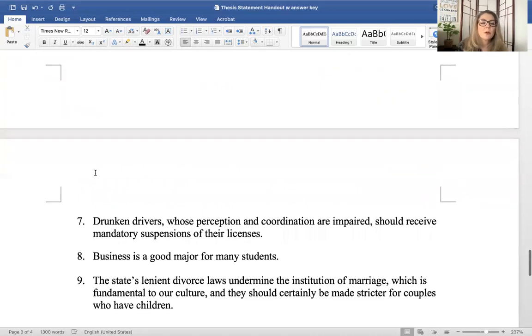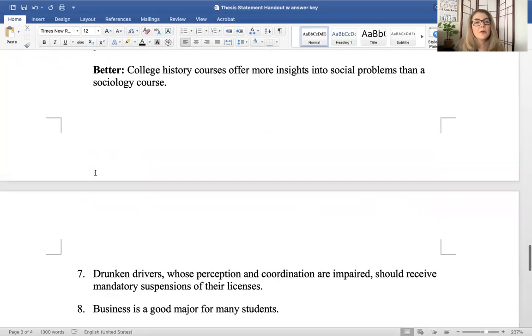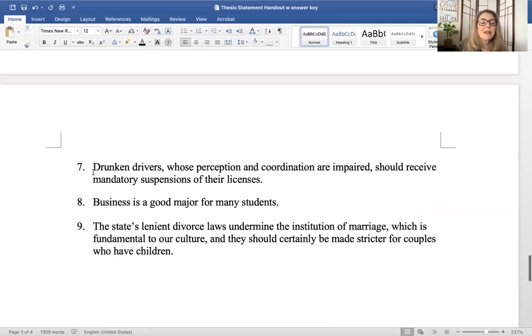This is not a 7. We're going to go on to there is a 7. Sorry about that. We're on number 7. All right, number 7. Drunken drivers whose perception and coordination are impaired should receive mandatory suspensions of their licenses. So this is interesting. So the topic is drunken drivers.